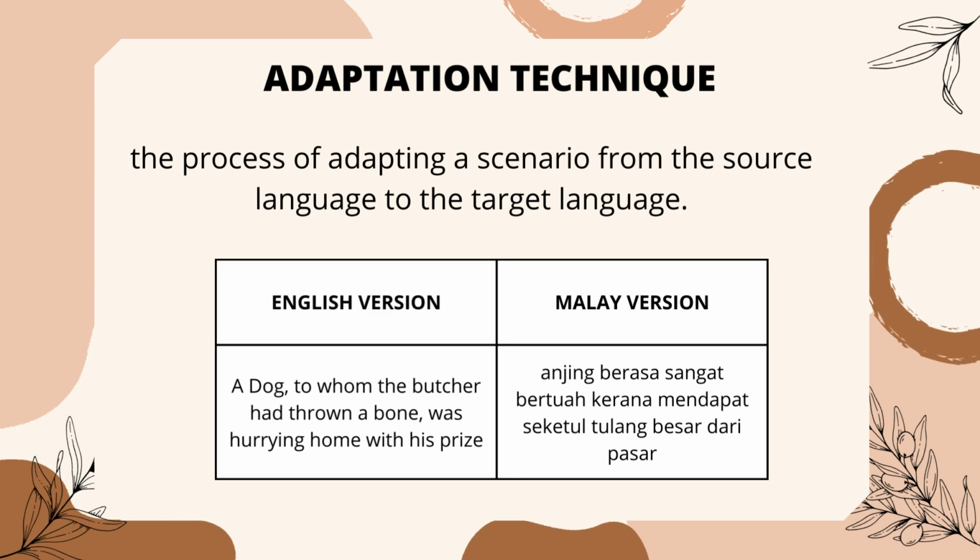The first technique that was used to translate the fable was the adaptation technique. The adaptation technique refers to the process of adapting a scenario from the source language to the target language, in this case from the English language to the Malay language, and in doing so it will still convey the same message. For example, in the English version of the fable, the sentence "a dog to whom the butcher had thrown a bone was hurrying home with his prize" is translated to "anjing berasa sangat bertuah kerana mendapat seketul tulang besar dari pasar."